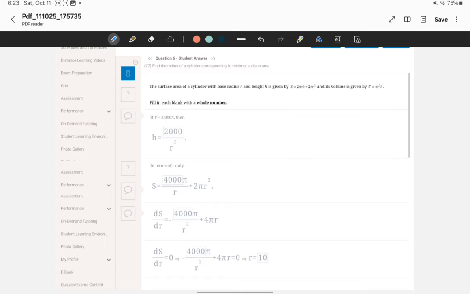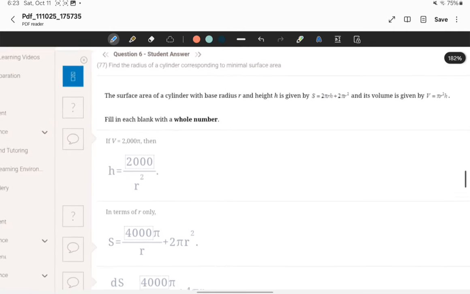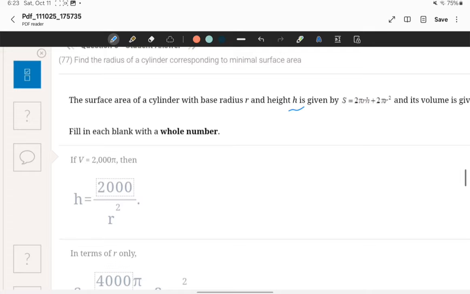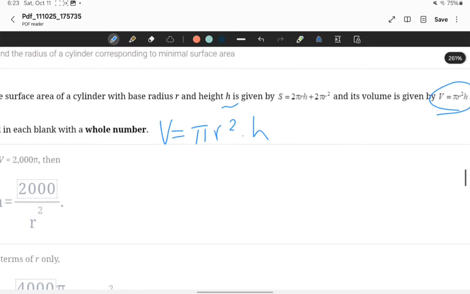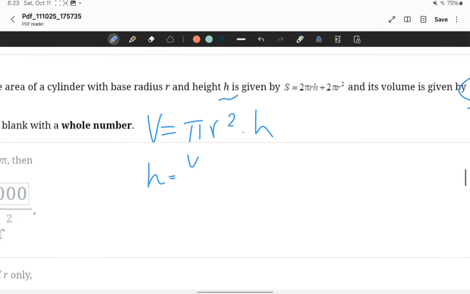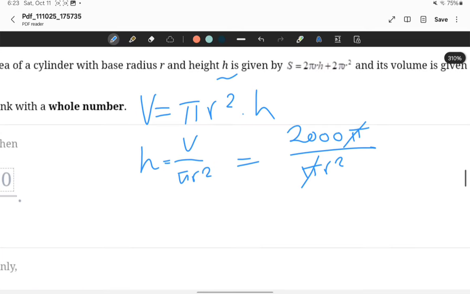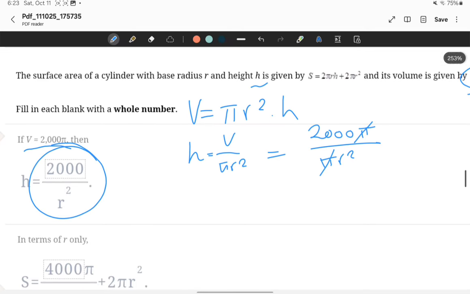Number 6, this is the same thing, but they just listed out the steps for you, so it makes it a bit easier. So they said here, remember the first thing we're going to want to do is find our height. Okay, we have our volume is what? Pi r squared times height. They gave it to us here. If you reshape this equation, you get the height is equal to volume over pi r squared. Substitute the volume, which they give here, 2000 pi, so 2000 pi over pi r squared. Pi cancels out, so that's what you get, 2000 over r squared.